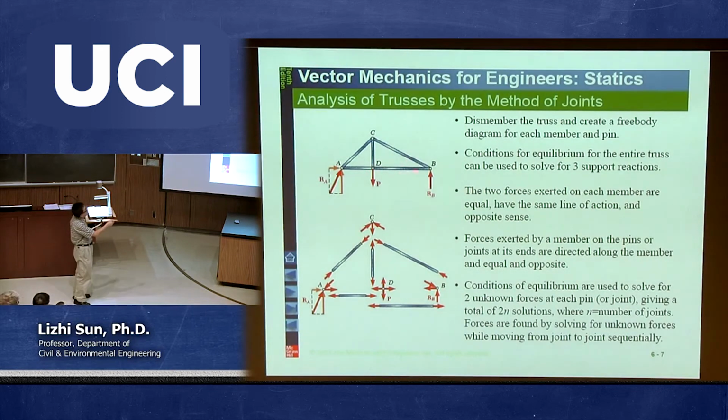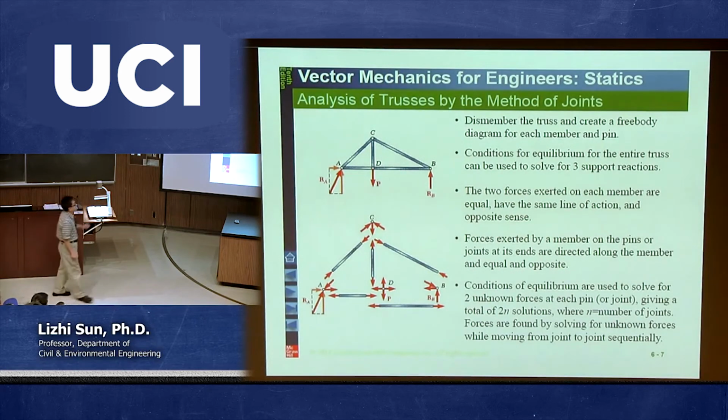We need to cut between B and D, then we give another force. This is the unknown force due to the member BD. And we need to cut between B and C, and then we add another force acting on point B due to this slender member. From this free body diagram, there are only two unknowns, this one and this one, because RB was calculated before. So from this one, we can also calculate these two internal forces.